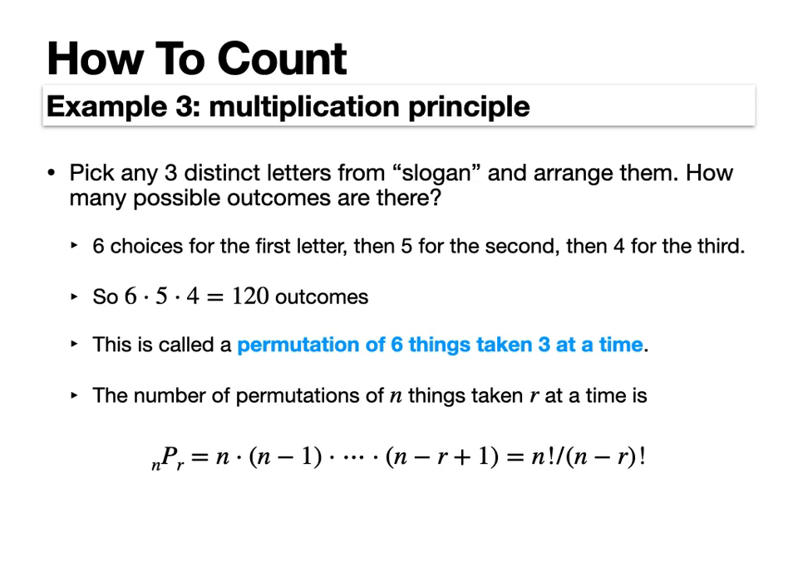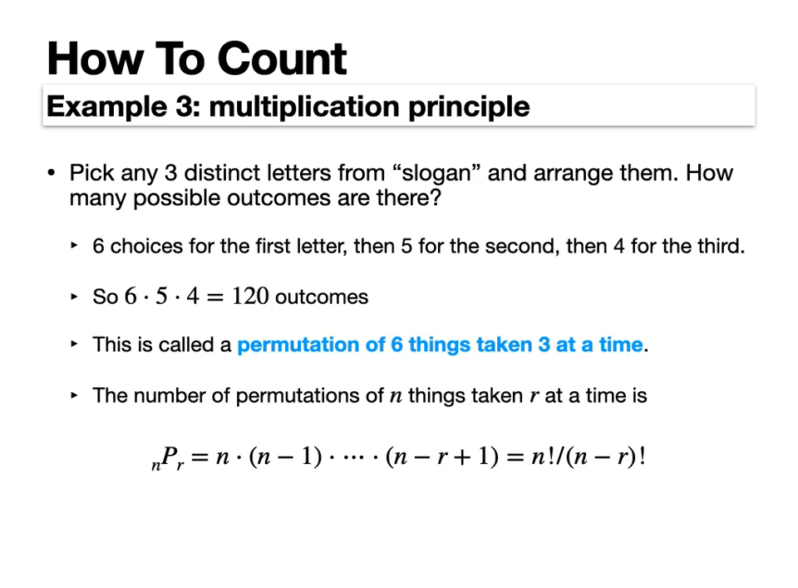Here's another example. Now pick any 3 distinct letters from slogan and arrange them. How many possible outcomes are there now? Well, this is just an abbreviated version of the first problem, right? You've got 6 choices for the first letter, 5 for the second, 4 for the third, so the answer would be 6 times 5 times 4, or 120. This is called a permutation of 6 things taken 3 at a time.